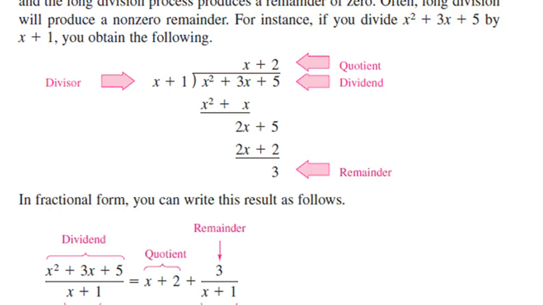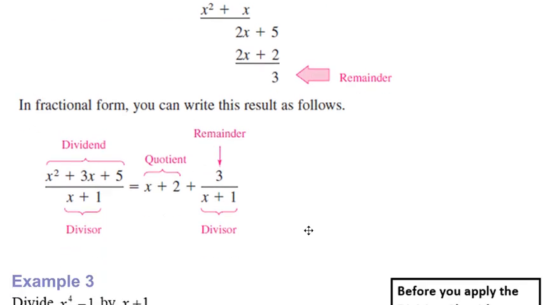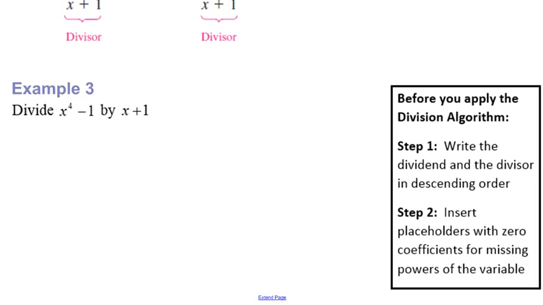All right, and in fractional form, it's right here. So it's the same terminology, just now written in fraction form. The dividend divided by the divisor equals the quotient. And then when you write your answer, you put plus the remainder divided by the divisor. Okay, all right, let's go on now to example number 3.